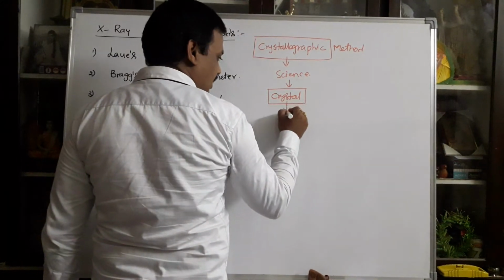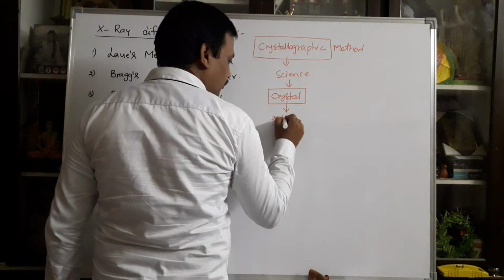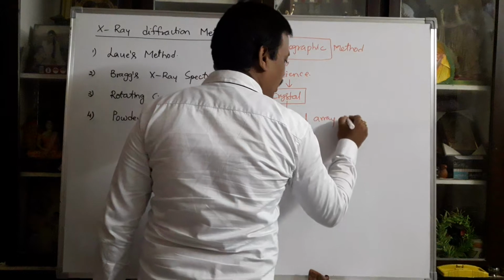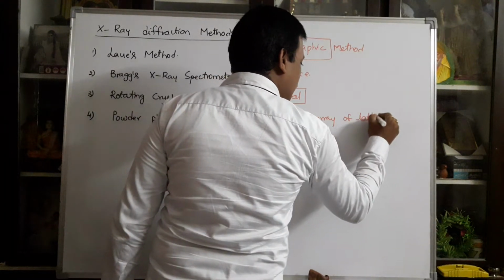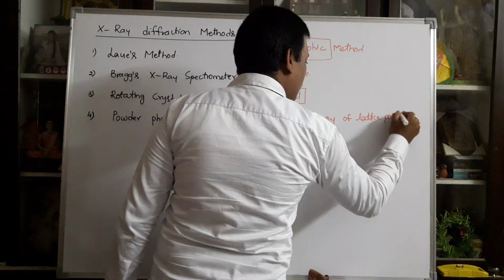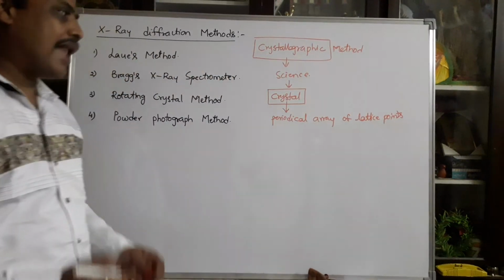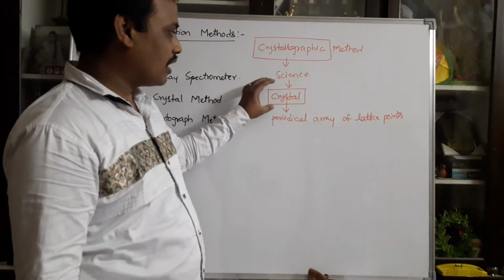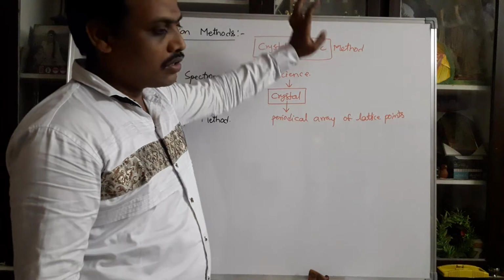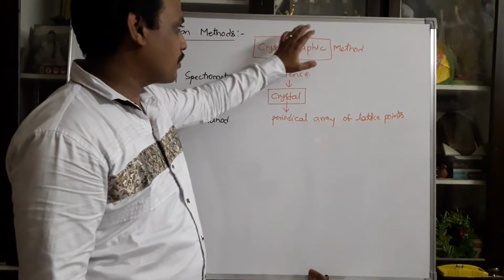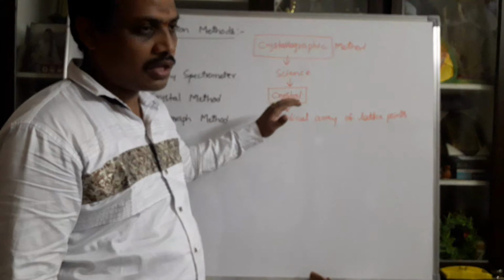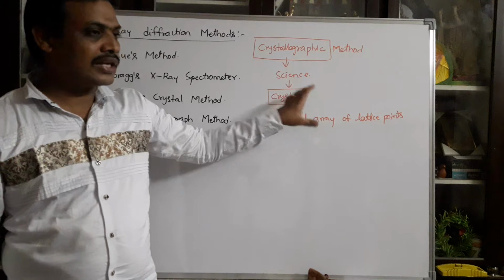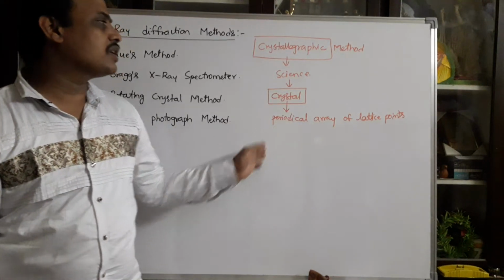Everyone knows a crystal is nothing but a periodical array of lattice points. This combination of lattice points, in whichever structure exists in the crystal, that complete structure gives the information according to your crystallographic method. So crystallographic method is the science which can explain the complete structure. What is the structure of the given crystal? That structure can be determined by using these methods.